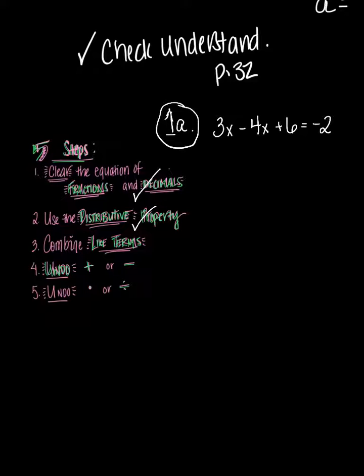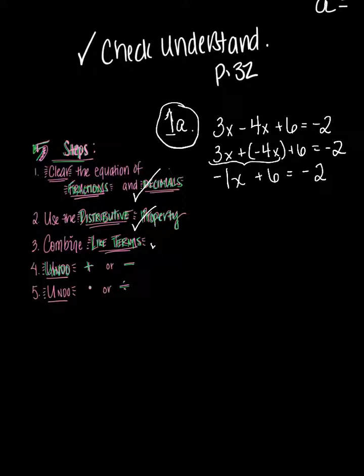If I have 3x plus a -4x, what does that equal? Hopefully you said 3 plus -4 equals -1. So 3x plus -4x is going to give me -1x plus 6 equals -2. Then I've got to move down. I've combined my like terms.